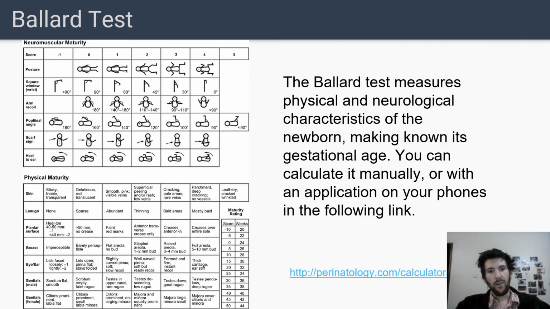Well, the Ballard test is this. We will give you a paper with this. It's a little complex, but it's a kind of score with a lot of different features that you need to check with the fetus, with the newborn, to check the neurological status, the posture, the tone, the arm recoil, the skin, lanugo, a lot of different things that we need to check, and it gives a score for the baby to know the real gestational age.